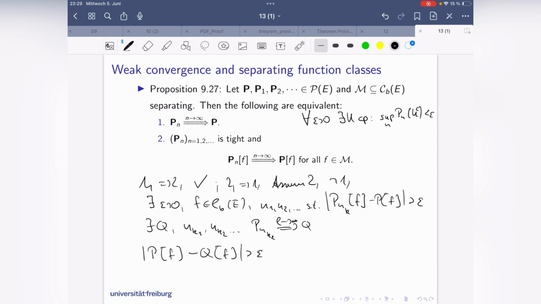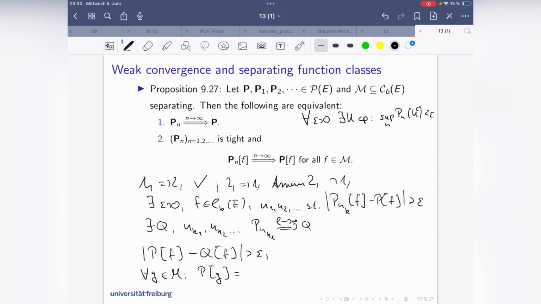On the other hand, we have that for all g in M, the separating class of functions, P g... so what do we have?